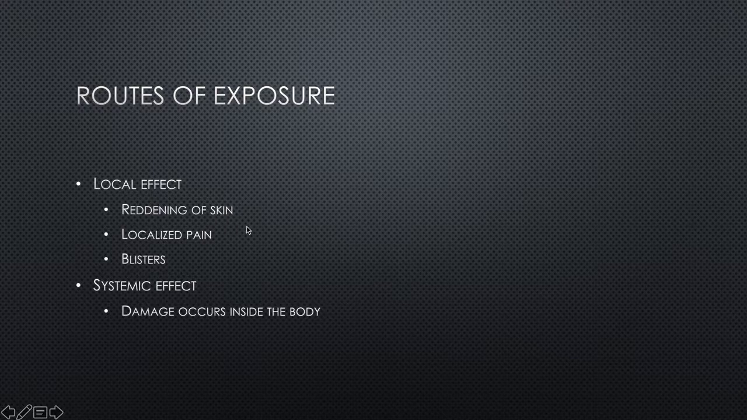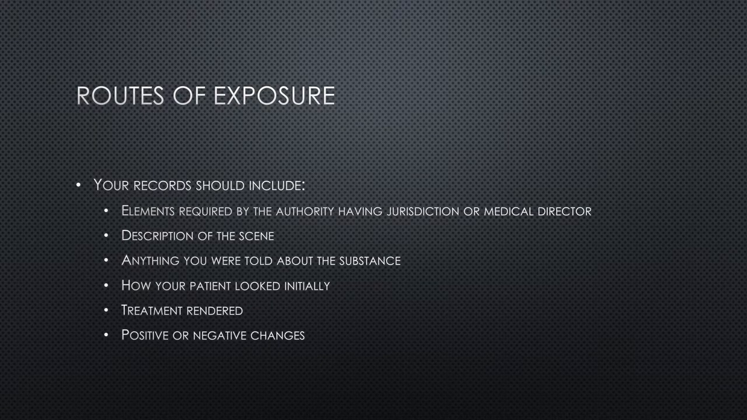You have a local effect, which is reddening of the skin. This happens with a lot of irritants. Localized pain, blisters. Blisters are a pretty bad sign. You could have a systemic effect, where the damage occurs inside the body and affects all your different body systems. Usually we see this through various signs and symptoms, but your vital signs can change depending on the type of chemical involved. Your record should include, when you're documenting, elements required by the authority having jurisdiction or medical director, description of the scene, anything you were told about the substance, how your patient looked initially, treatment rendered, and positive or negative changes.